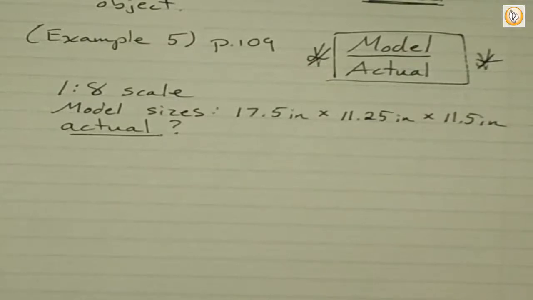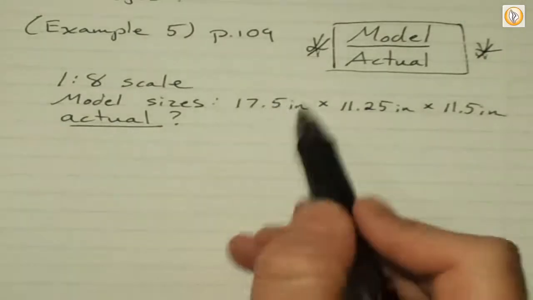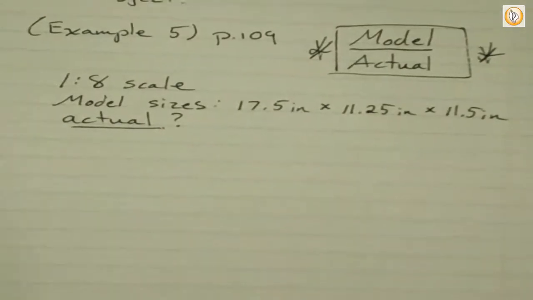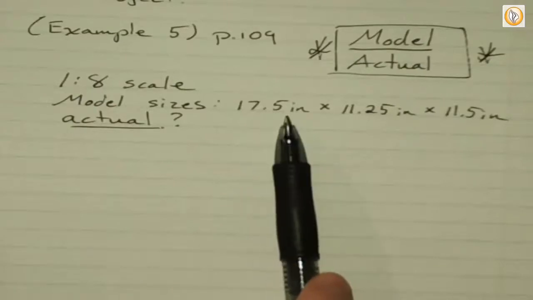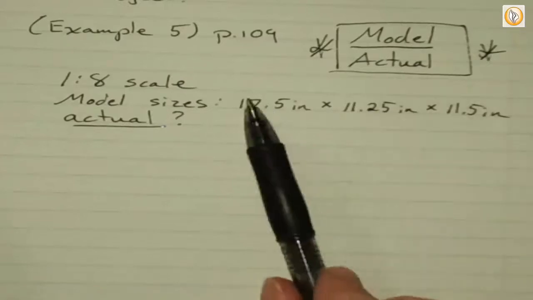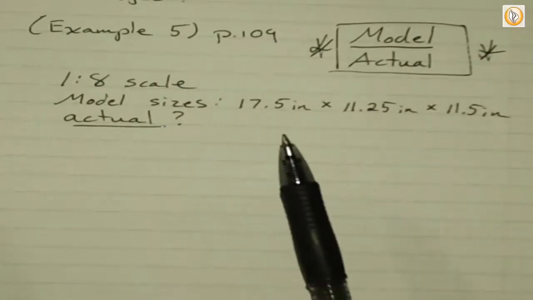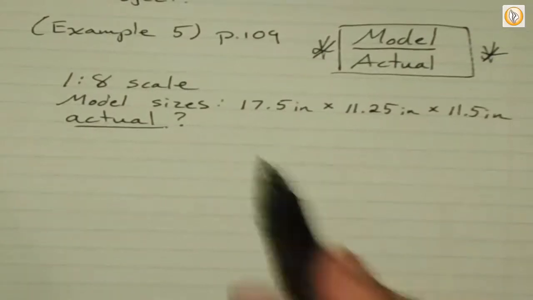Okay, so now pay very close attention here. I have students mess this up all the time, so pay very close attention. They gave us how many model sizes, Cecilia? 3. Look, everyone. 1, 2, 3. So how many actual sizes should we have on our paper? 3. They gave us 3 model sizes. Our answer better have 3 actual sizes. Got it?